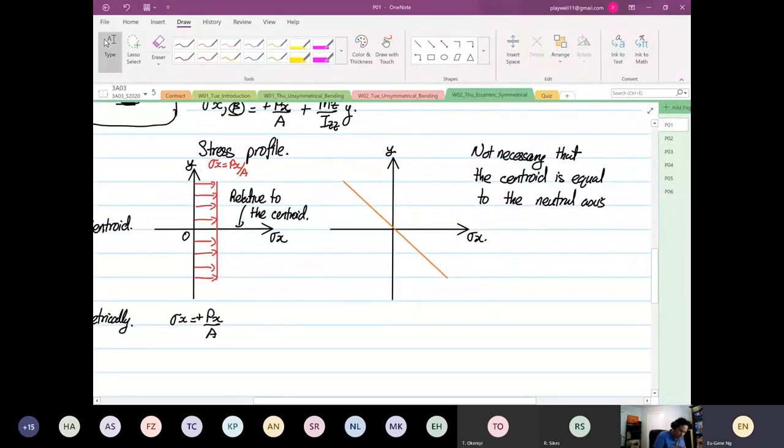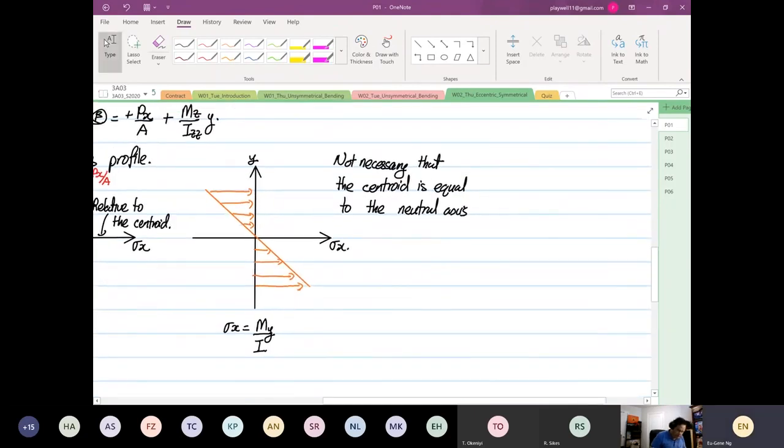Right, so the next one, the stress X is equal to My over I. Now this is due to bending moment. At the top, we have compression, so it's pushing towards the material. And at the bottom is in what? Tension.